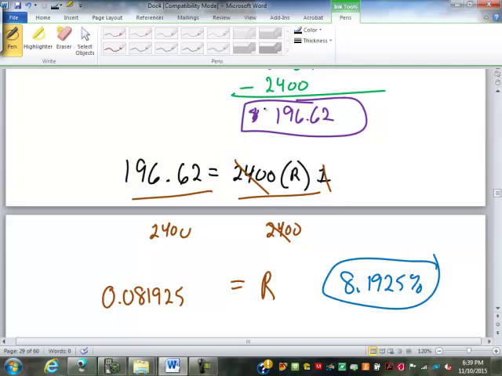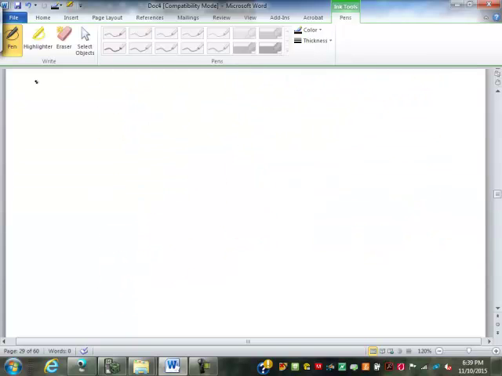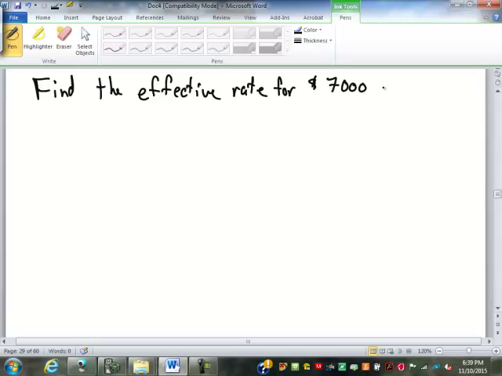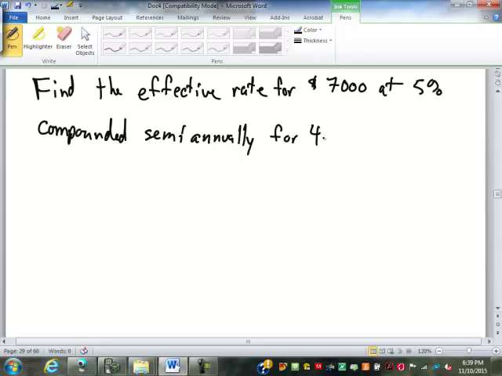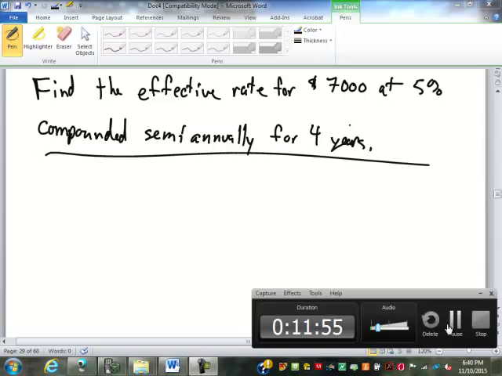I'm going to have you guys try one. Find the effective rate for $7,000 at 5% compounded semi-annually for 4 years. I'll pause this. We'll talk about that in just a couple minutes.